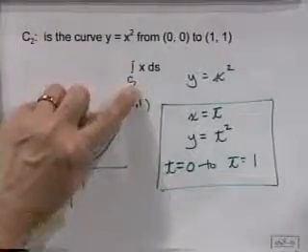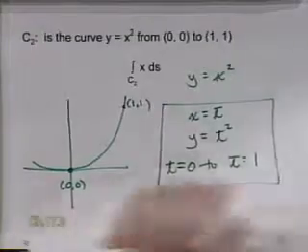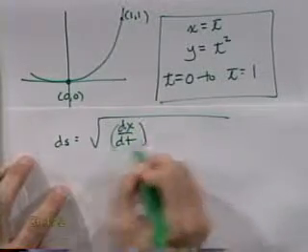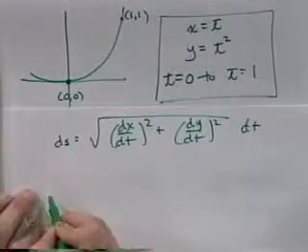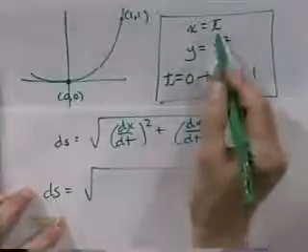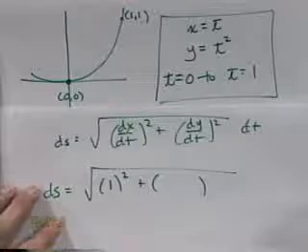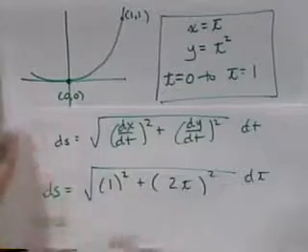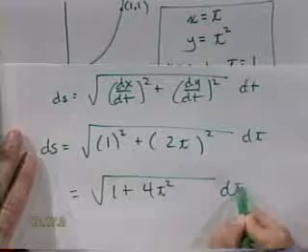Now we want to find out the integral along this curve of x ds. The only thing left for us to do is figure out what's ds, right? So we have a little bit of work to do. To get ds, what do we have to do? ds is the square root of (dx/dt) squared plus (dy/dt) squared, dt. So ds is the square root of, now since x is t, dx/dt is 1. Since y is t squared, dy/dt is 2t. So it looks like ds is the square root of 1 plus 4t squared, dt.